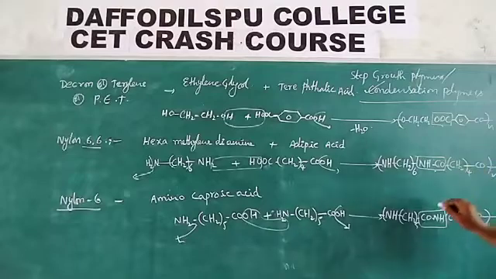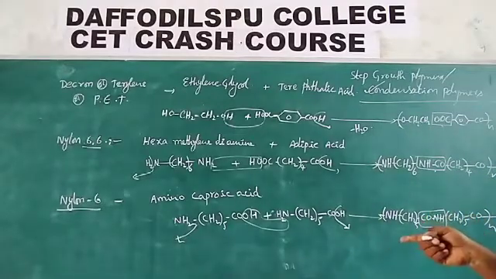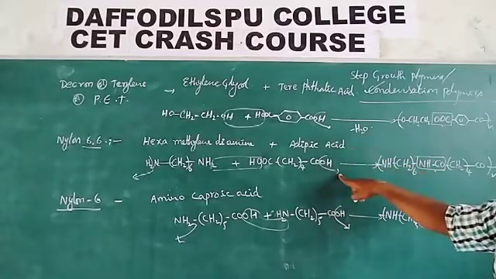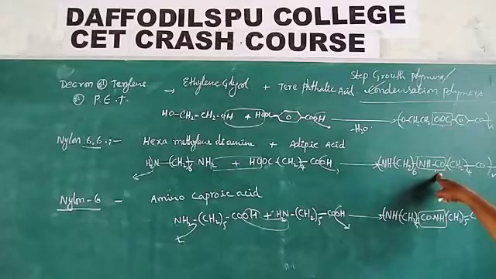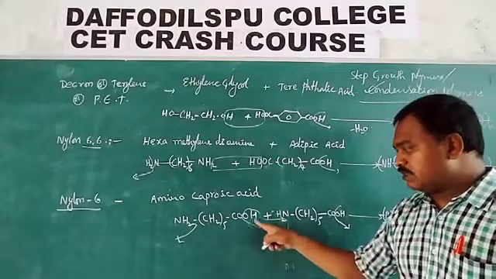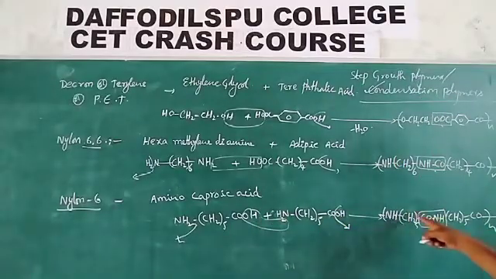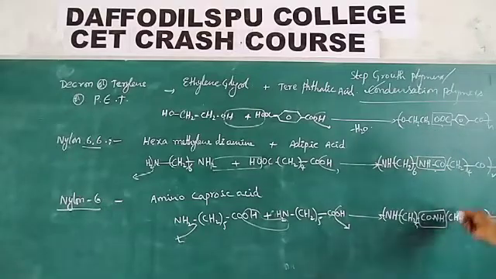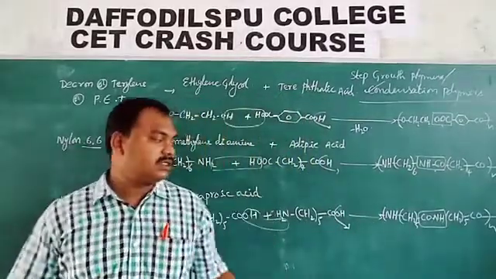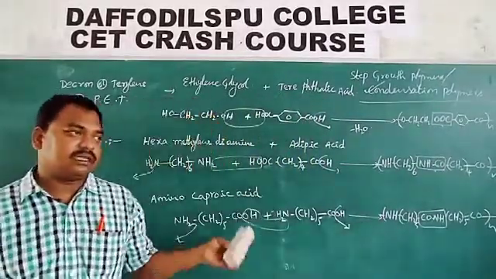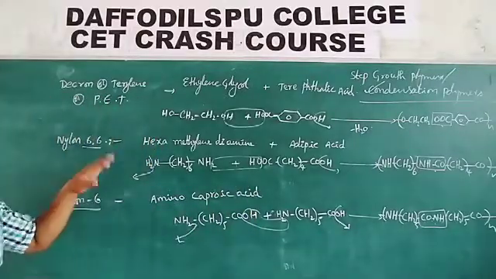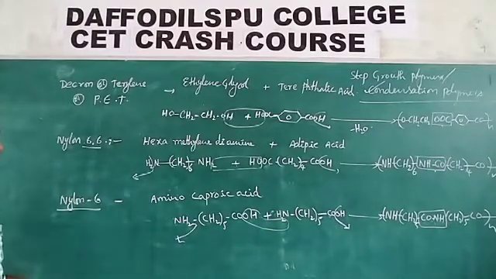So what is the difference between this one and this one? Nylon 6,6 is the example for a condensation copolymer of polyamide. Copolymer means which contains two monomeric units. Nylon 6 is a condensation homopolymer, and again this one is a polyamide. Remember this thing: nylon 6 is a homopolymer, nylon 6,6 is a copolymer. That is the difference. So we have so many examples for condensation polymers.